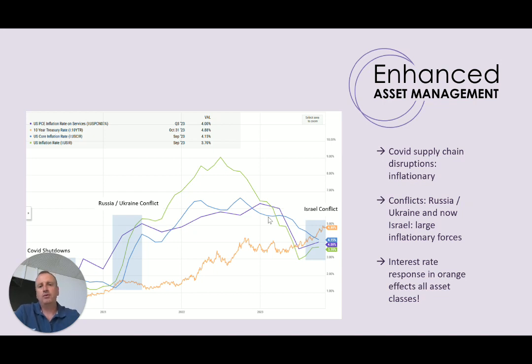Now, throughout all this time, financial markets and central banks have done what they typically do, and that's use a very crude tool with interest rates to lessen economic activity via dampening demand-side pressures. And you can see this in the orange line down here below, which has been a steady march higher since 2020.